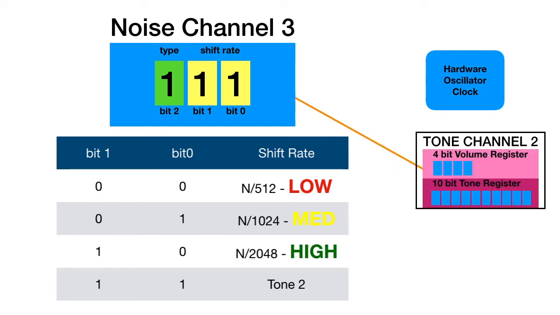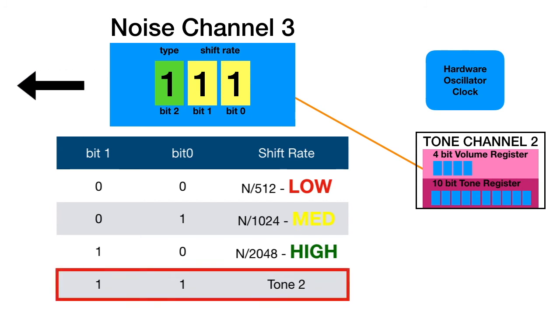However, when the shift rate is set to tone 2 mode with binary 11, the noise generator uses the frequency output of tone channel 2 instead of the fixed clock frequency. So this mode ties the output of channel 2 to the input of the noise generator and allows you to control the noise generator through channel 2's 10-bit tone register.